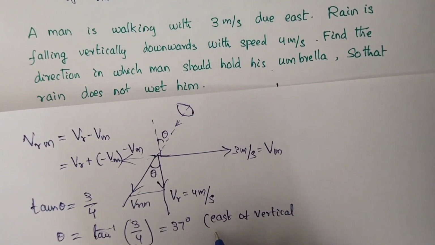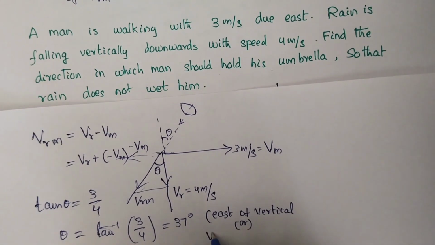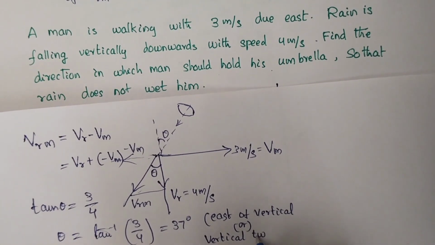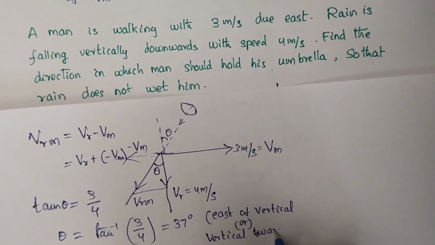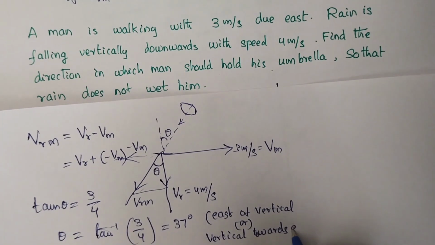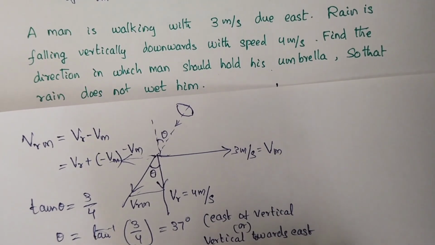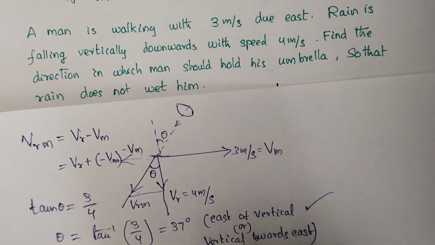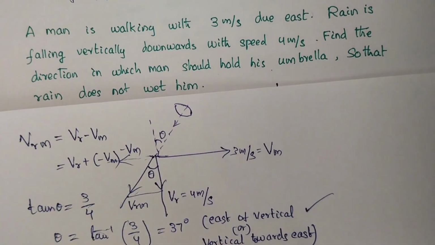or from vertical towards east. It is called vertical towards east of the vertical, or vertical towards east. It is called in this direction. You should keep the umbrella.